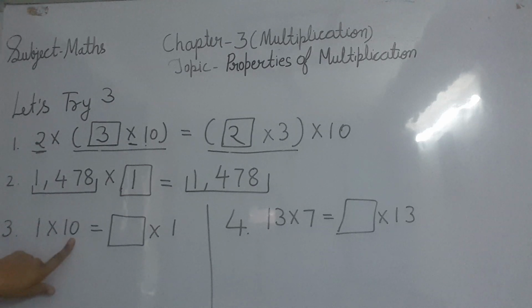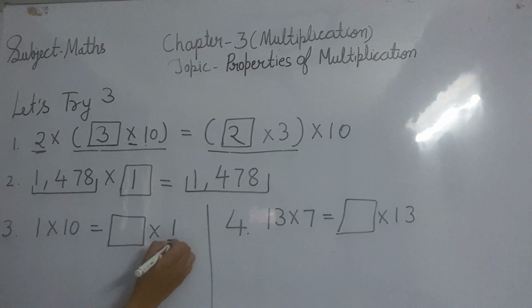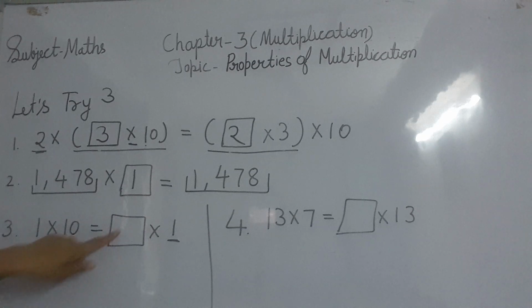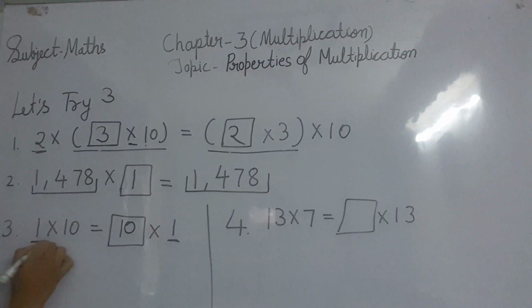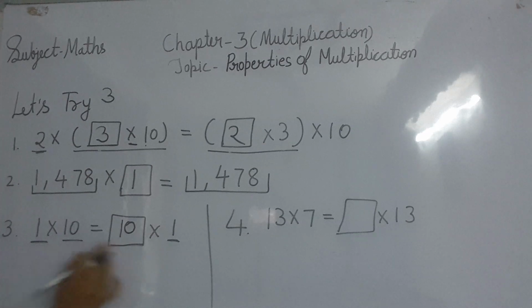1 multiplied by 10, and here 1 is there. Yes. So what will come here? 10. Order property. If you are changing the order, 1 here, 10 here, now we are changing their order. 10 will come here and 1 will go there. Yes, this is the order property.